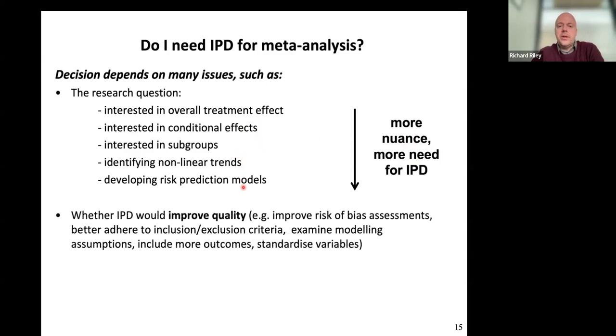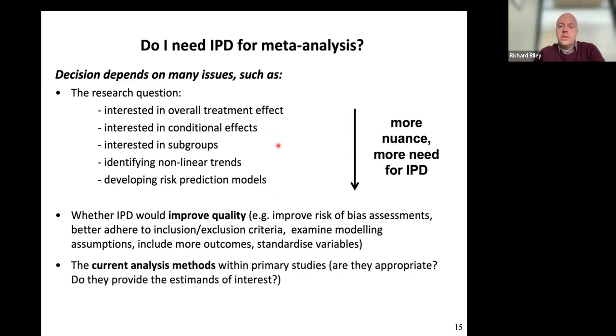Also, it depends on whether getting the IPD would improve the quality. So would it allow us to go beyond a study article in terms of understanding the study's risk of bias? Whether we would be able to adhere better to specific inclusion and exclusion criteria, checking modeling assumptions, including more outcomes, addressing selective reporting bias, like I said, maybe even standardizing variables in some way. So if we think getting the IPD would improve quality, then that may motivate it, even if we're still interested in the overall treatment effect.